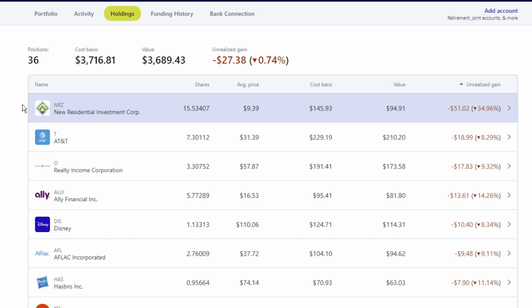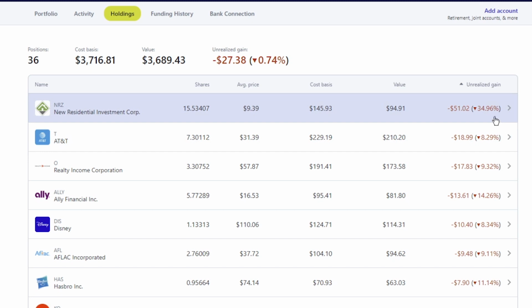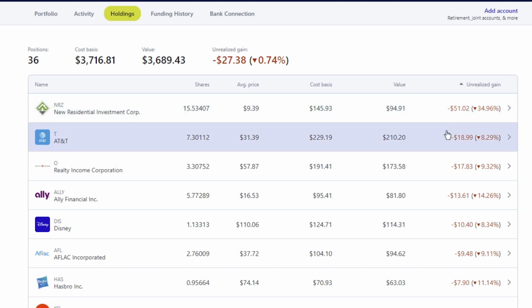Right over here, we can see that the worst performing stock in this portfolio is NRZ. I know a lot of you guys have this in your portfolio as well. Let me know in the comments if you are holding NRZ as well. I plan on holding them as well. Here you can see I'm down 34.96% based off of what I put in. And you can see AT&T is down 8.29%. That's fairly similar to the information on AT&T's page individually, but this one allows me to see it all together with all of my investments.